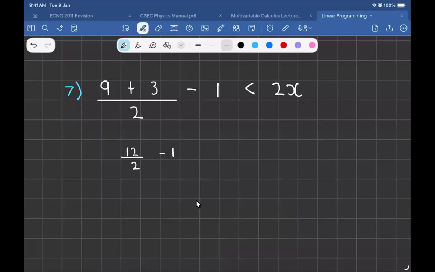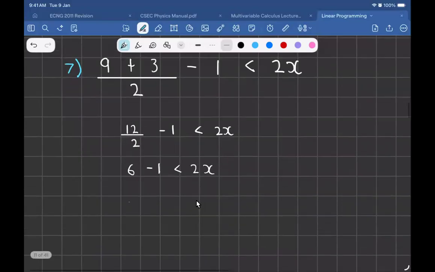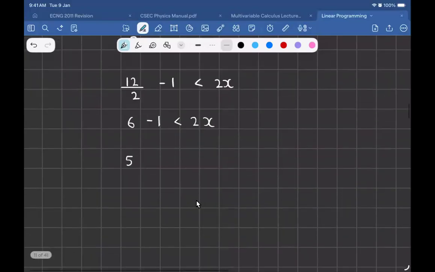Minus 1 is less than 2x. What's 12 over 2? 6. What's 6 minus 1? 5. We're going to put 5 over 2x. What do you want to do next? We could flip it. Let me see if you remember the rule. Flip it and tell me what to write.